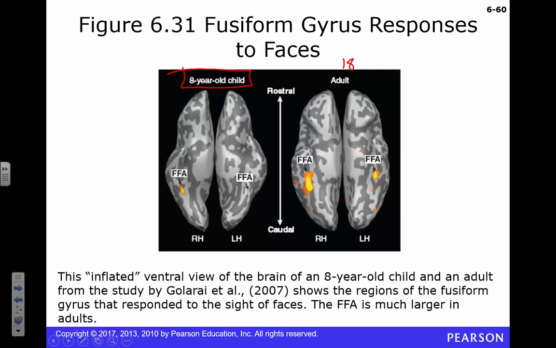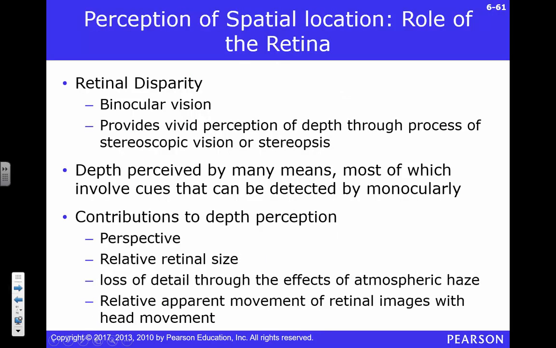So, by the time you get to be an adult, look how much bigger your fusiform face area is, right? And the reason for that is, over time, you see more people. You interact with more people, right? You become much better at organizing and recognizing the features of people's faces and those small differences, so that you can determine who someone is. So there's some developmental time course there. Now, in case you want to know, this has actually been scaled up to match the size of the adult brain, so we can account for the fact that 8-year-old brains are slightly smaller than adult brains.